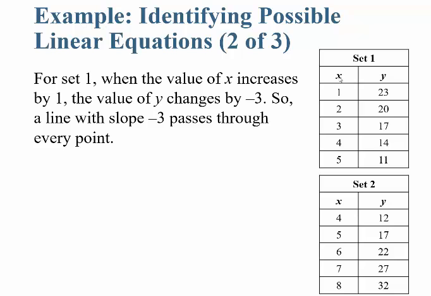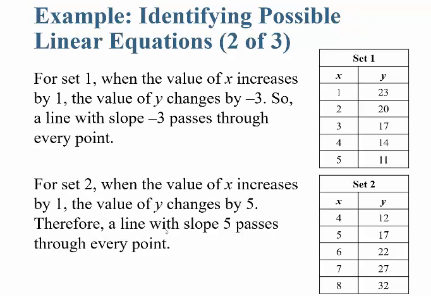For set 1, when the value of x increases by 1, x is going up exactly by 1, and we're seeing that y falls by 3, or it goes down. So when the value of x increases by 1, the value of y changes by -3. So a line with slope -3 passes through every point. Now look over here. When x goes up by 1, 12 goes to 17, up by 5. 17 to 22 goes up by 5. So for set 2, when the value of x increases by 1, the value of y changes by 5. Therefore, a line with slope 5 is going to pass through every point here.